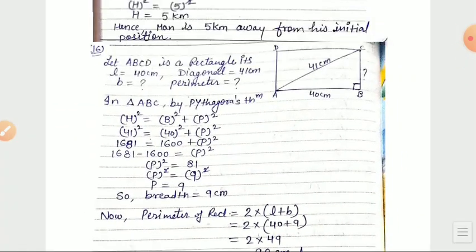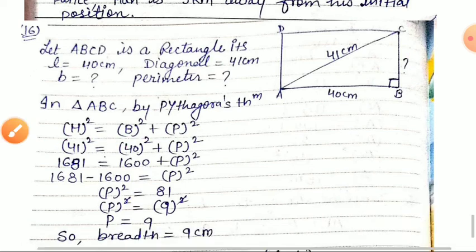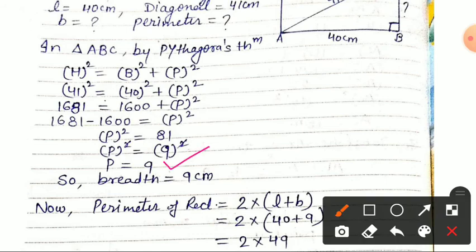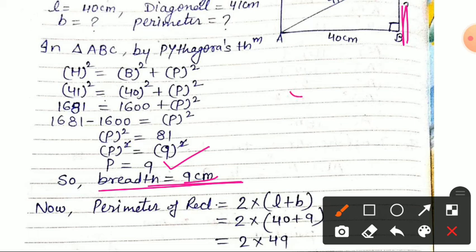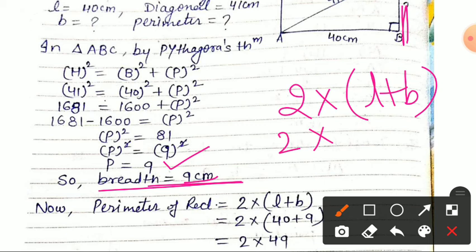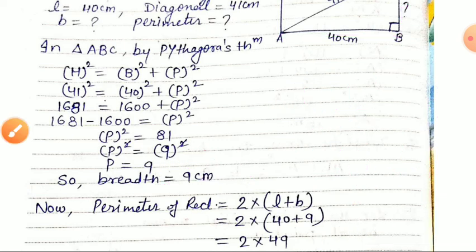In this way, I have drawn the figure here. First I am finding the perpendicular. Use the Pythagoras theorem. Put in all the values, hypotenuse 41 and base 40. After calculating, I get the perpendicular is 9, this side. So this perpendicular is giving us the breadth. Now the perimeter of a rectangle is 2 multiplied by L plus B. We know length is 40 and breadth we just calculated is 9. So 40 plus 9 is 49, 2 times 49 is 98 centimeter. That is the perimeter.